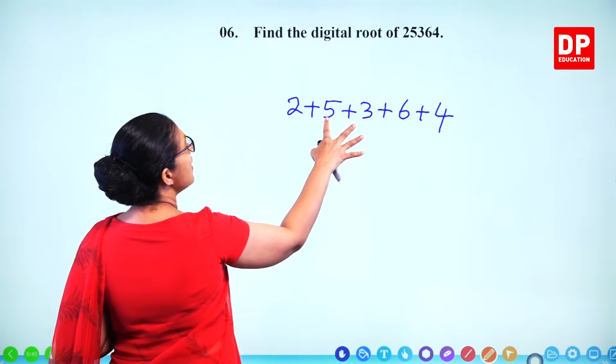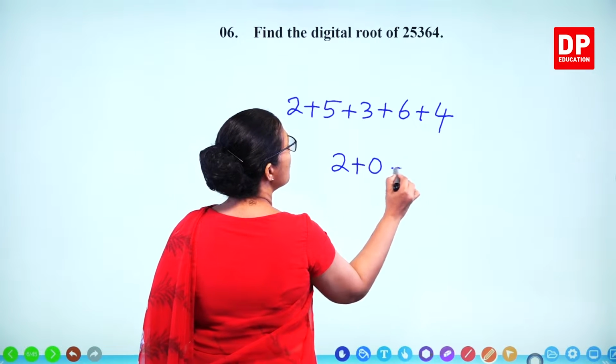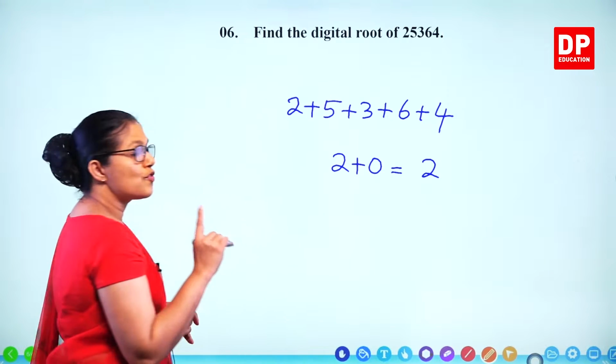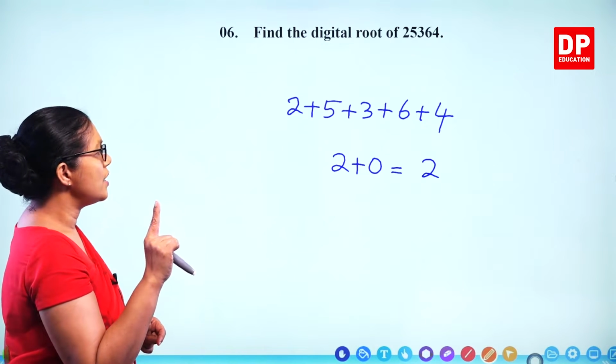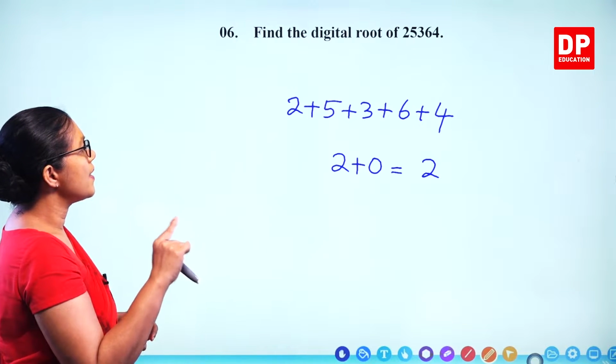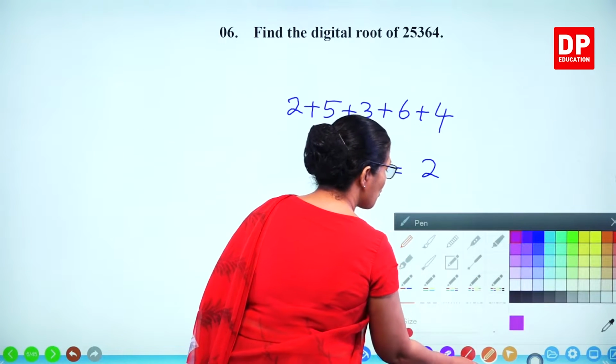Question number 6. Find the digital root of this number. You add all the digits. That gives 20. So 2 plus 0, the digital root is 2. Make sure for the digital root you can write only one digit, not 20. 2 plus 0, again you have to add. 2 marks.